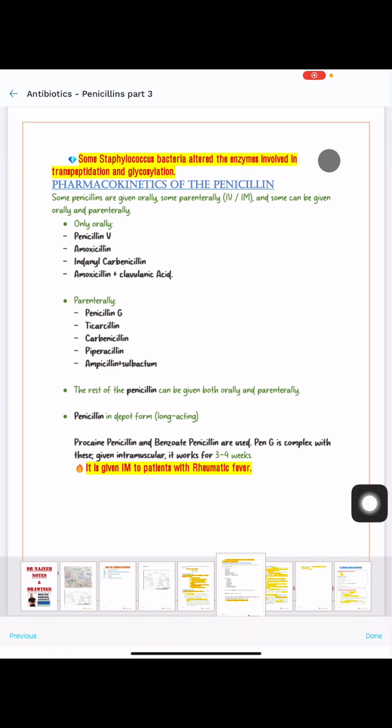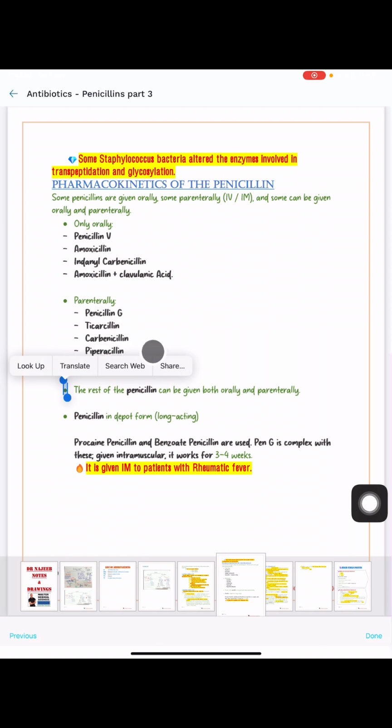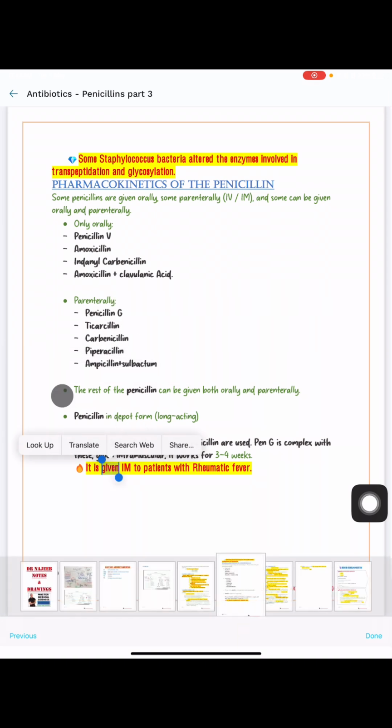Some can be given orally, some parenterally, and some can be given both orally and parenterally. The ones that can only be given orally are penicillin V, amoxicillin with clavulanic acid, and indanyl carbenicillin. Parenterally: penicillin G, ticarcillin, carbenicillin, piperacillin, and ampicillin with sulbactam. It is together called Unasyn. And the rest of the penicillins can be given both orally and parenterally.